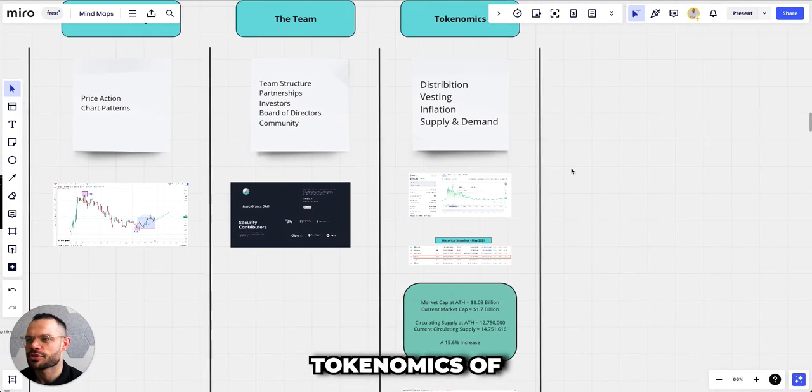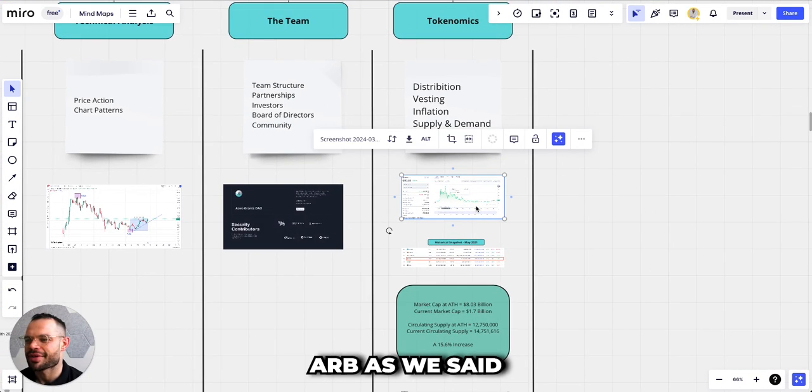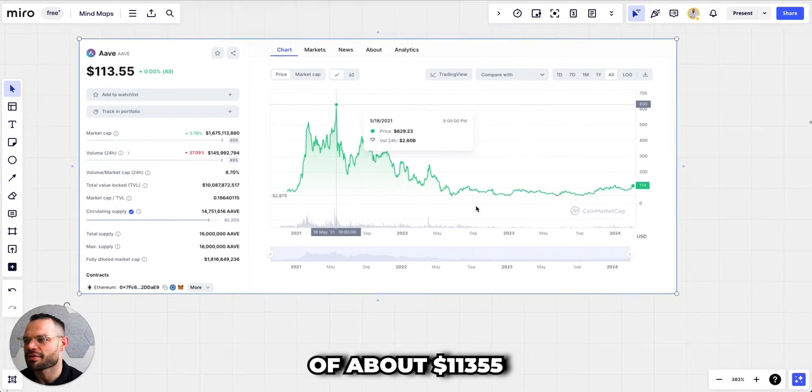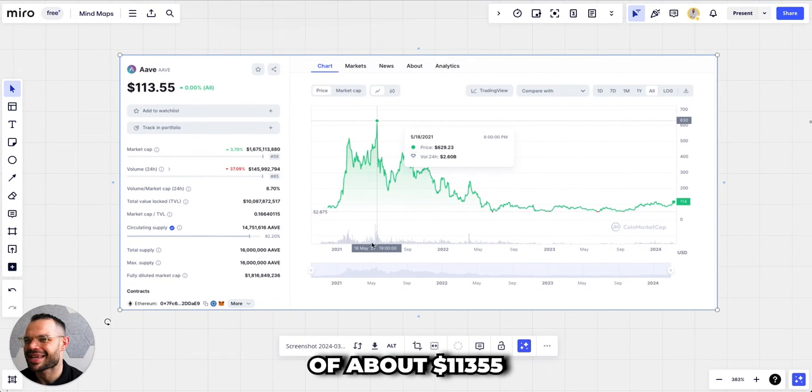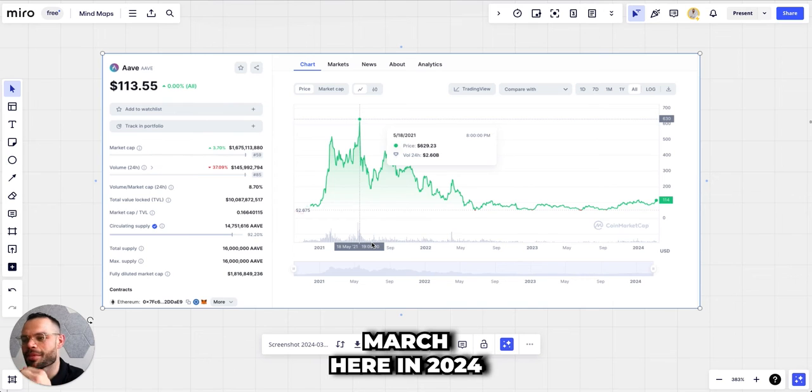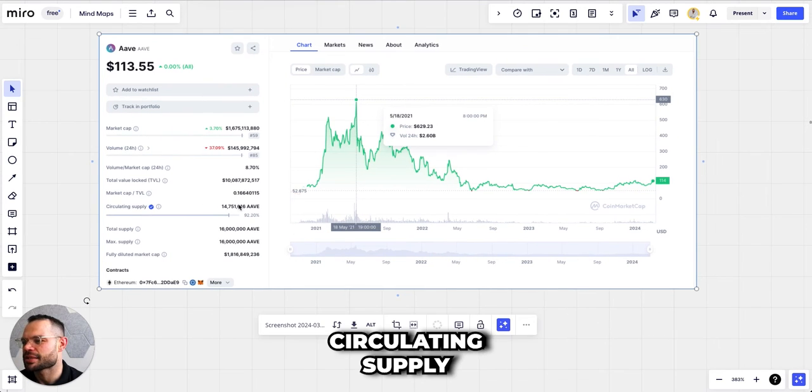Next, moving on to the tokenomics of Aave. As we said, we are at a current price of about $113.55 as of the beginning of March here in 2024. Aave currently has a circulating supply of about 14.75 million.